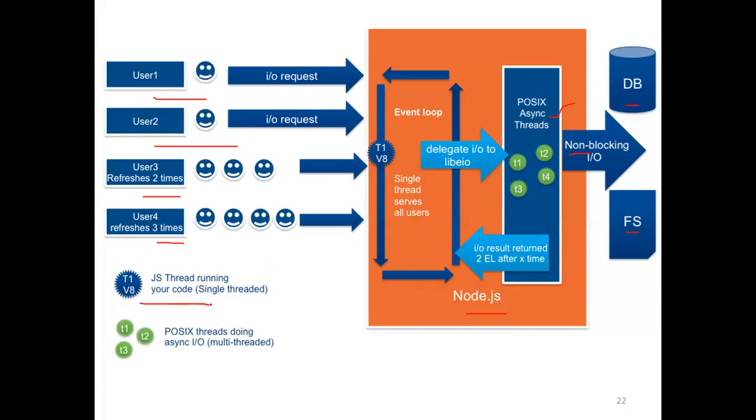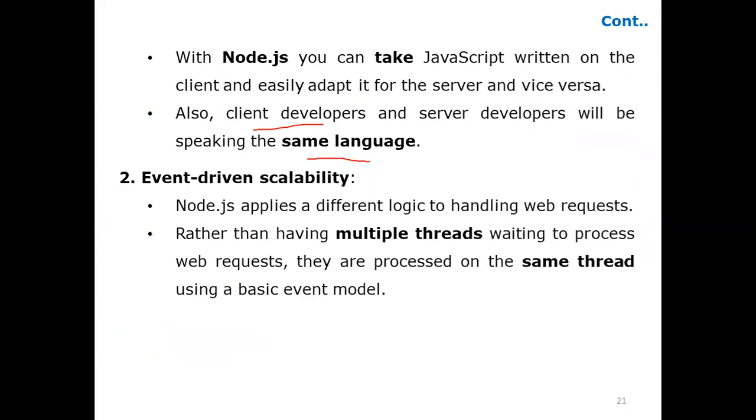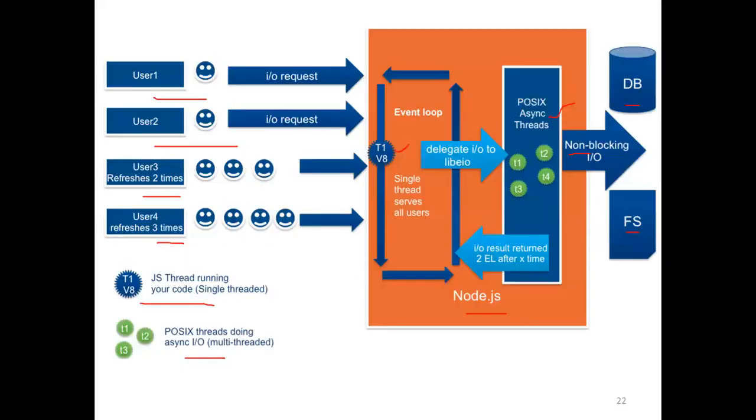If you see this one, T1, the V8 JavaScript thread is running; your code is a single thread. Now here, the posix threads are doing asynchronous IO, multi-threads. Multi-threads are going to be running over here. So it is only a single thread with the virtualization of V8. That's why Node.js is chosen; another reason is event-driven scalability.